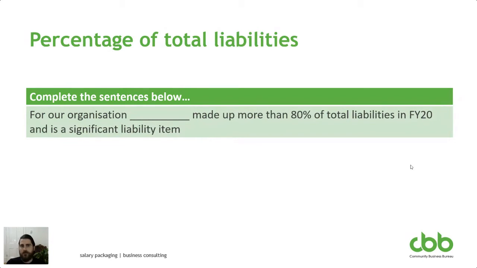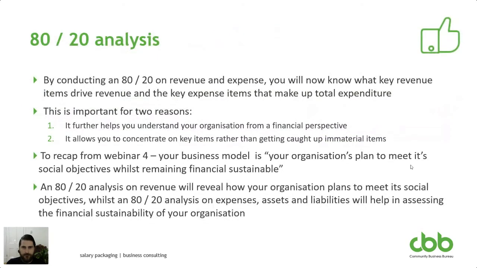And then looking at liabilities. So for your organisation, what is the liability account or the liability that makes up more than 80% of total liabilities and is a significant liability item for your organisation? So by conducting an 80-20 on revenue and expenses, you'll know what key revenue items drive revenue and what key expense items make up expenditure.